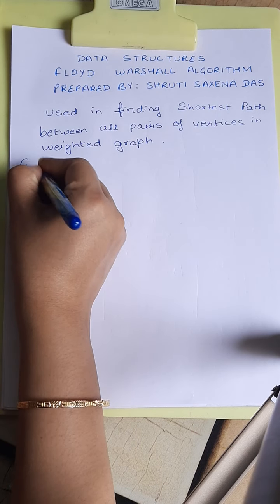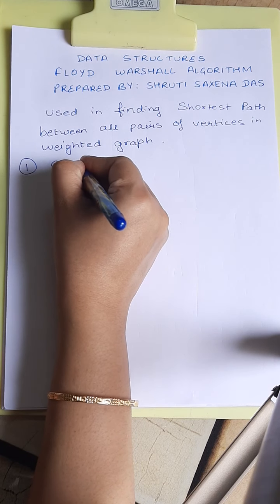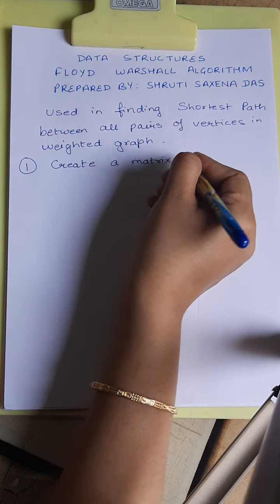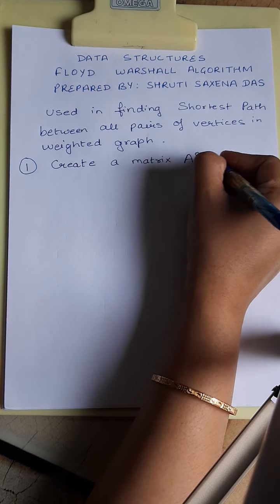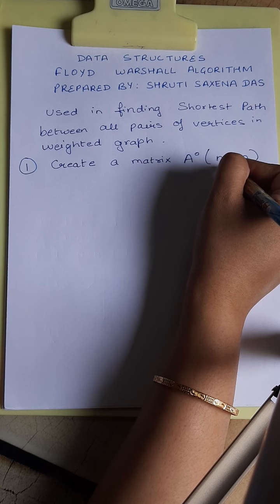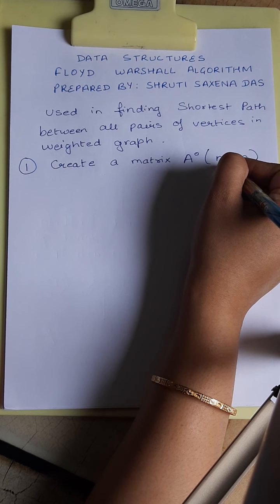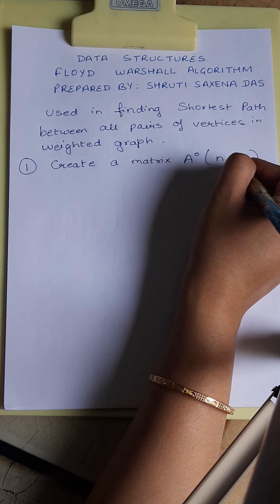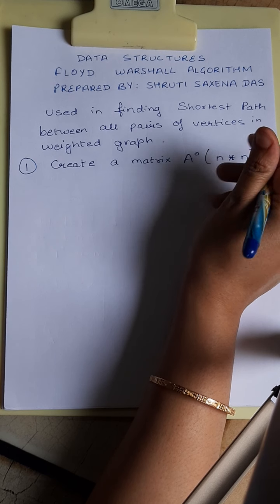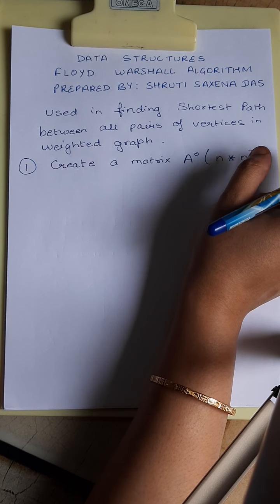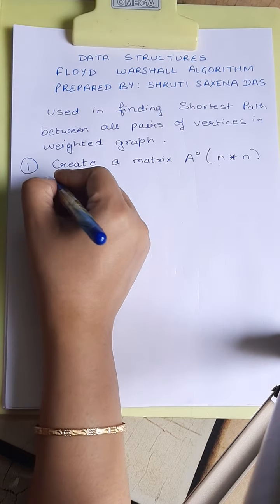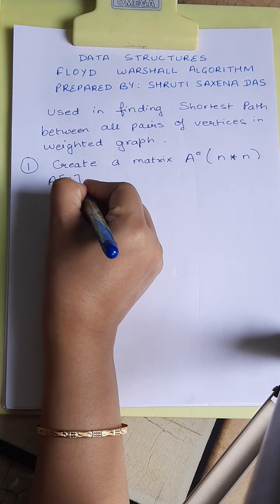So the steps are, the first step is that we have to start by creating a matrix A naught, and this matrix will be of size n cross n. N is the number of nodes. So according to the number of nodes, suppose number of nodes are 4, so you have to create a matrix of 4 by 4. If number of nodes are 3, you have to create a matrix of 3 by 3. So the first step is we have to create a square matrix of size n cross n. And then how are we going to fill the values of this matrix?